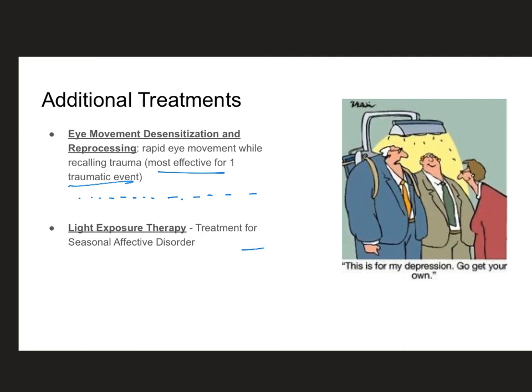Light exposure therapy, fun little picture right there, but we do know it's extremely effective for seasonal affective disorder, right? You have a lack of vitamin D. This helps your body produce the vitamin D, which helps address seasonal affective disorder. We also call it SAD, so a little bit of depression during the winter months. And that is it for today.